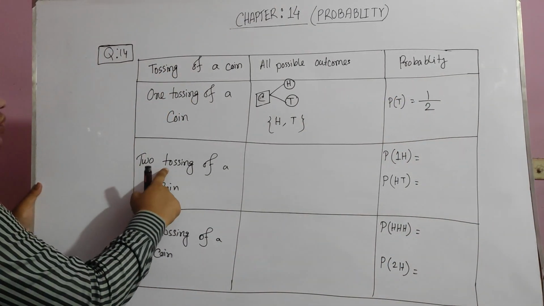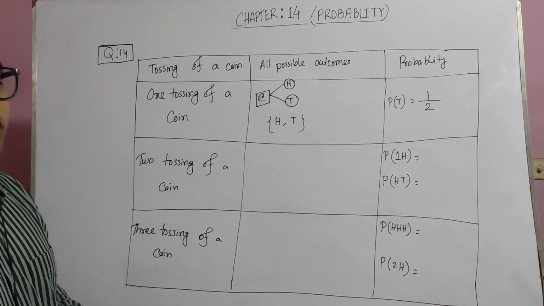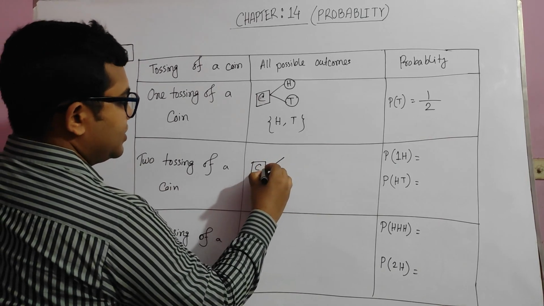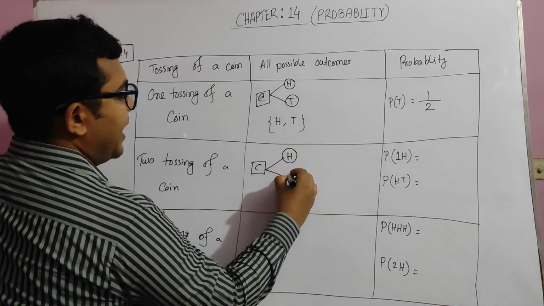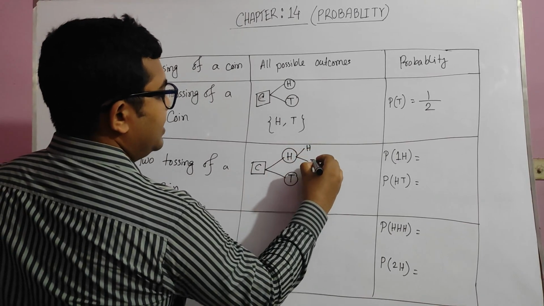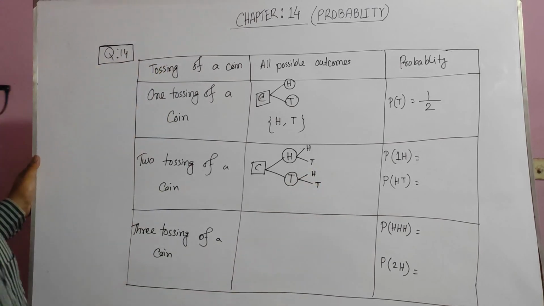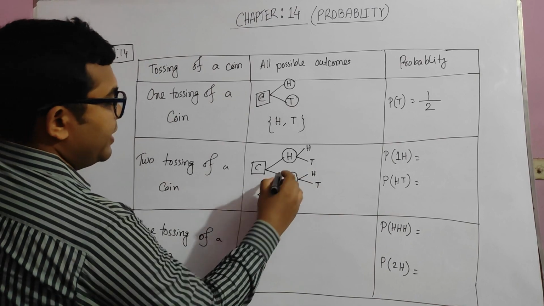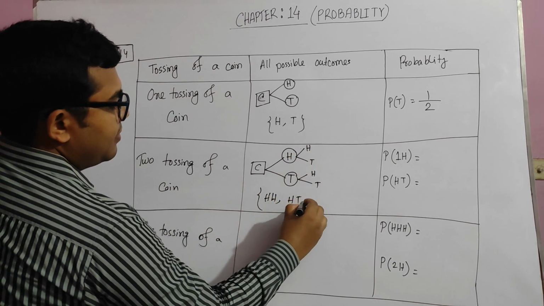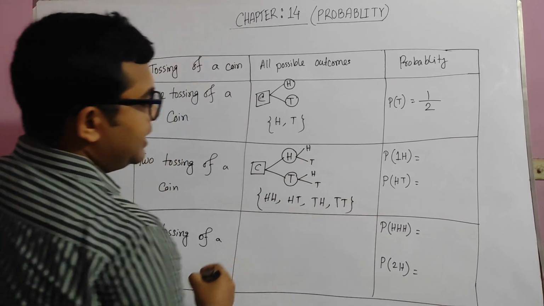Okay, now 2 tossings of a coin. So a coin must be tossed twice. If we toss it for the first time, it will be head and tail. In the case of head, there is head and tail, and in the case of tail, it can be head and tail. So our sample space will be HH, HT, TH, and TT.